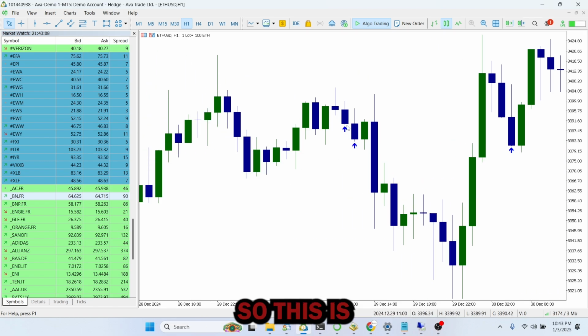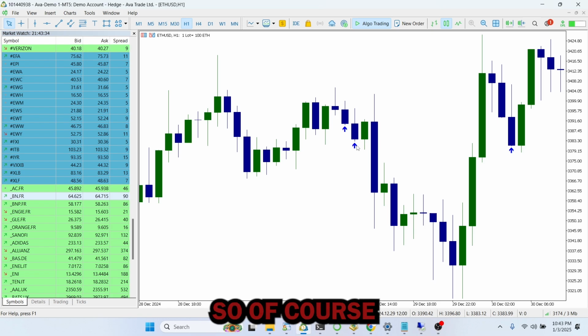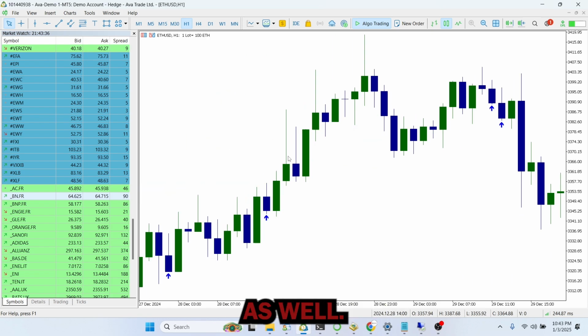Okay, this is quite a unique scenario here. The pattern occurred here and the next candle was a bearish candle. But if you look closely, you can see that this pattern here and this pattern here are very similar, right? So we still had the same pattern occur here. Rather than closing the position and opening a new one, it automatically maintained the pattern, and we had a bullish candle here as well.